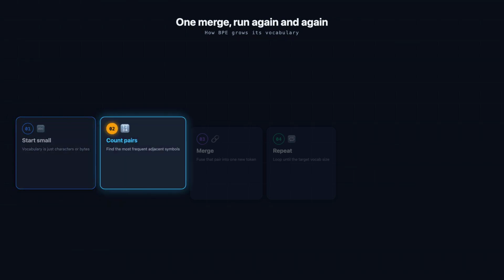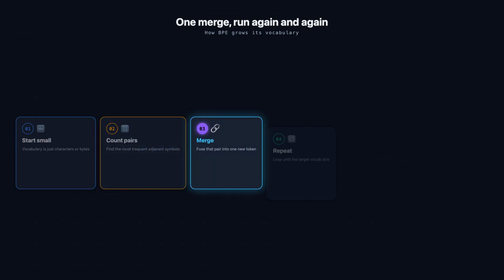Then the algorithm scans the whole corpus and counts adjacent pairs. It looks at which two symbols sit next to each other most often, so a common combo like T followed by H rises straight to the top. Here comes the heart of it. That single most frequent pair gets merged into one brand new symbol, and that symbol joins the vocabulary as a token in its own right. So the pieces the model works with slowly grow from letters into meaningful chunks.